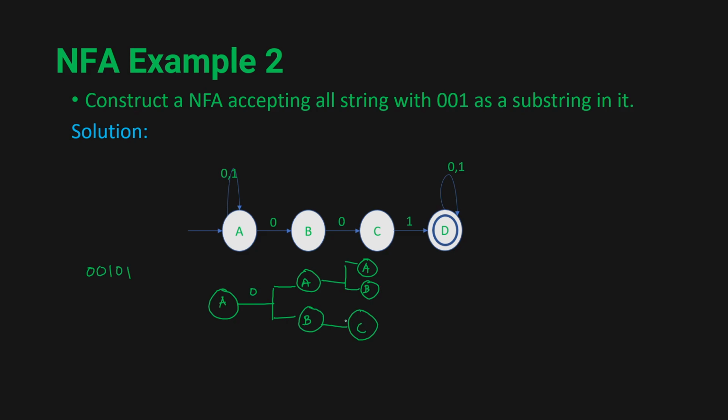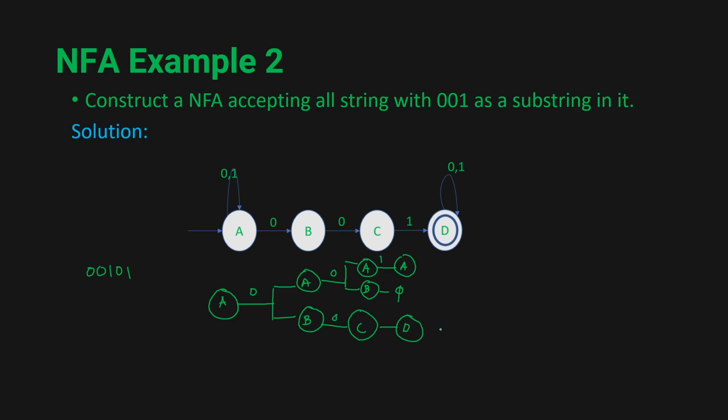Okay, now after that we get input 1. So if we get input 1, we stay in state A over here. In state B, if we get input 1, we are going to a null state. Okay, so we are going to a null state. What about state C? If we get input 1, where are we going? We are going to state D.